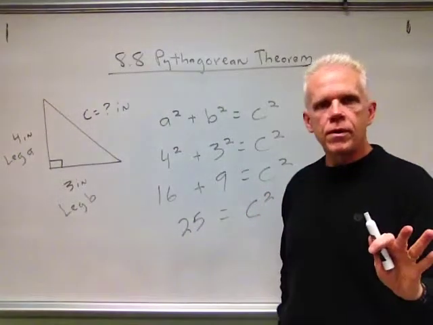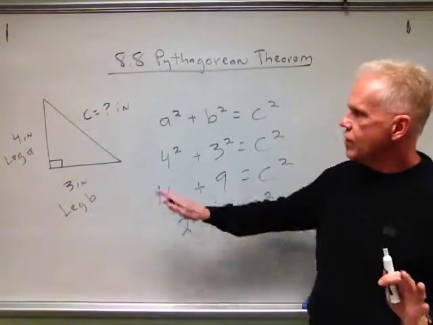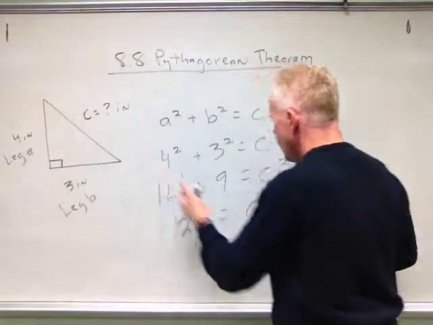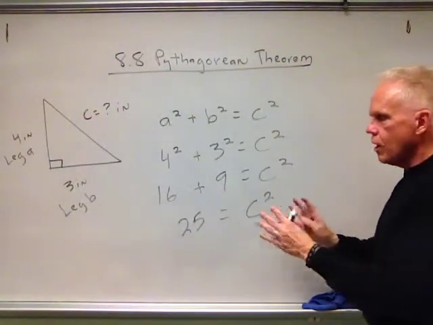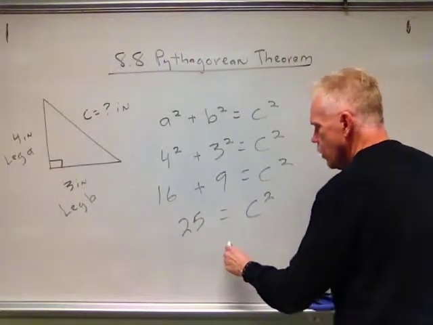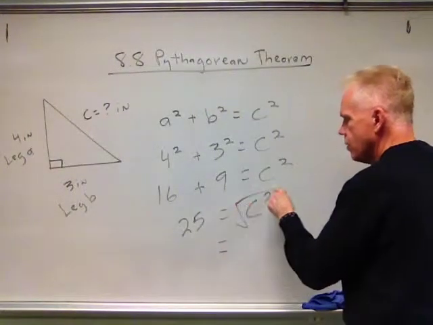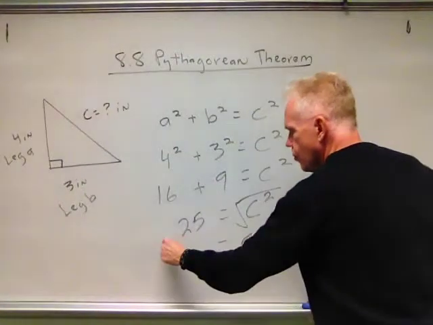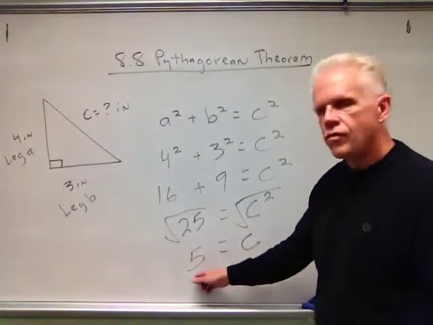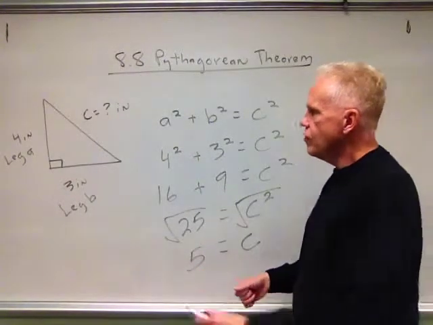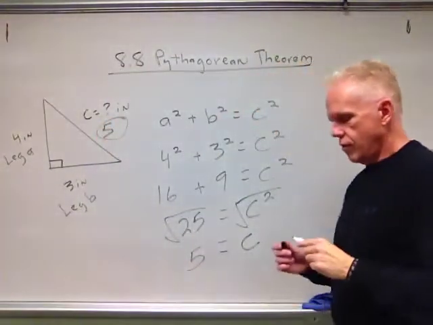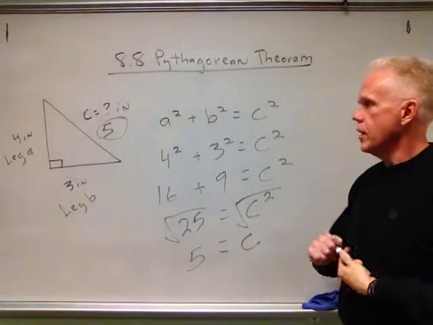Now, our final step here is that the length of the missing side is not 25. Actually, what we're looking for up here is c. What we have right here is c squared. So all we want to do is take the square root of 25. If we take the square root of c squared, that'll be c. The square root of 25 is 5. And so the length of the missing side is 5 inches, using the formula.